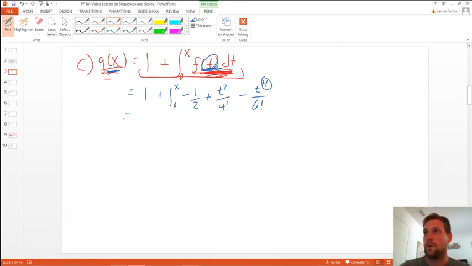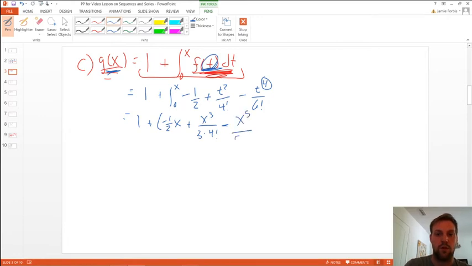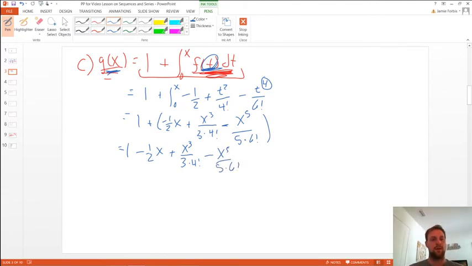So what this is equal to is 1 plus, we're going to integrate each of these. Integrating negative 1/2 gives negative 1/2 x, plus integrating t squared over 4 factorial, we add 1 and divide, so that's x cubed over 3 times 4 factorial, and then minus, I add 1 to the power and divide, so it's x to the 5th over 5 times 6 factorial. Okay, and we don't even need the parentheses at this point, so we get 1 minus 1/2 x plus x cubed over 3 times 4 factorial minus x to the 5th over 5 times 6 factorial. And this is calc inactive, so I'm not going to multiply that out. So there's my answer. There's the Taylor polynomial for g of x to the 5th power.